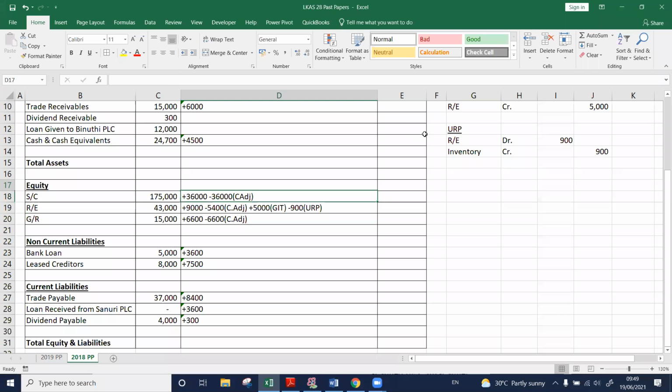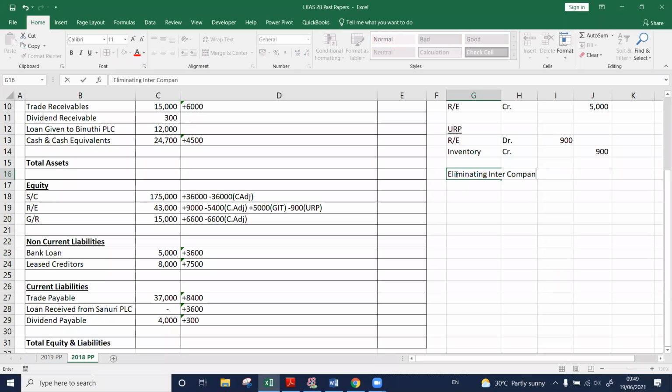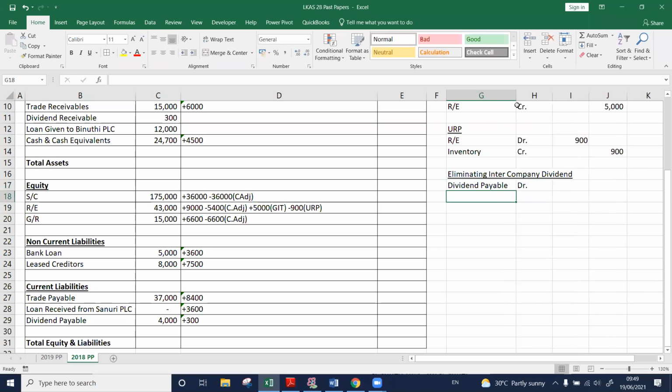So here, eliminating intercompany dividend. We need to eliminate the intercompany dividend, right? Dividend payable account need to be debited. Dividend receivable account need to be credited. What is the amount? 300. Right? So this is the entry we need to pass. Dividend receivable account credit 300.